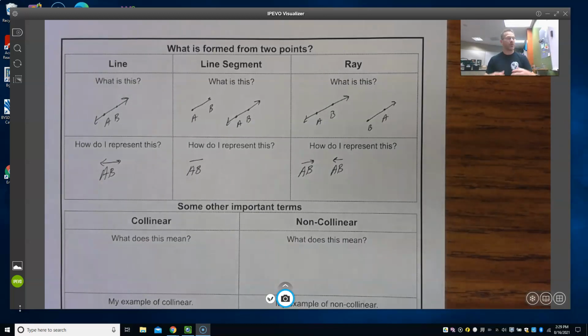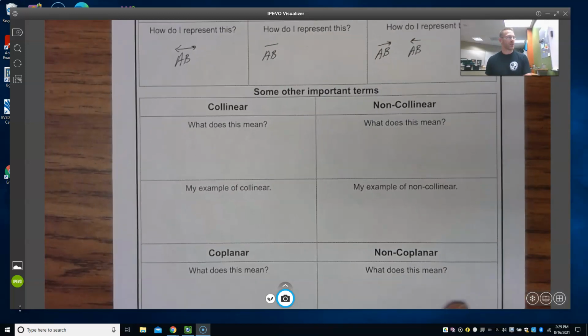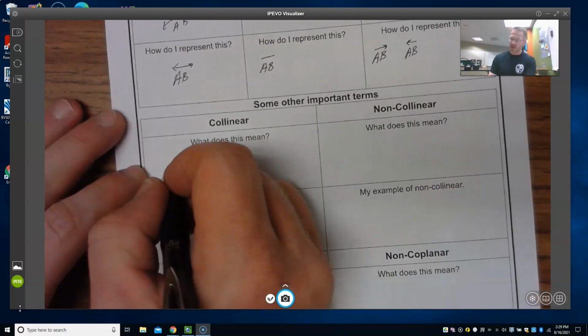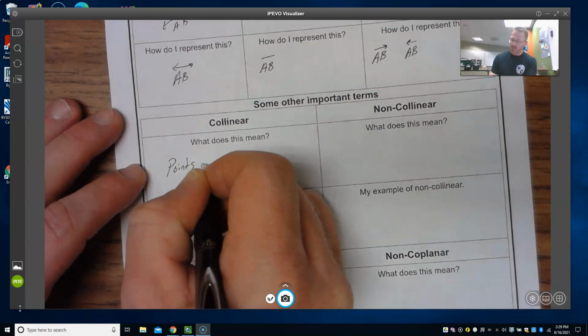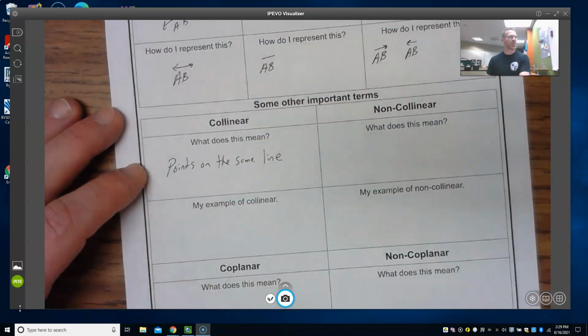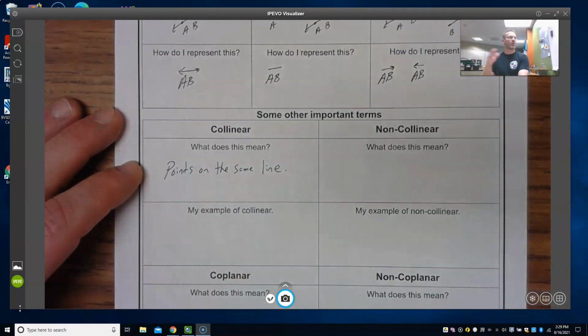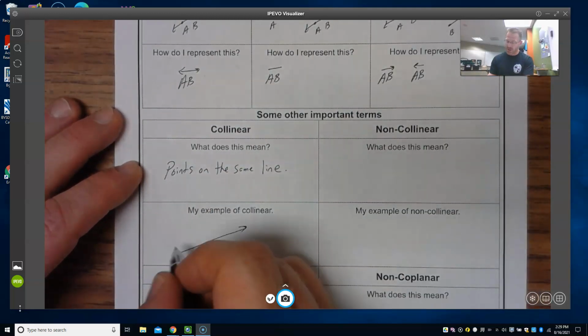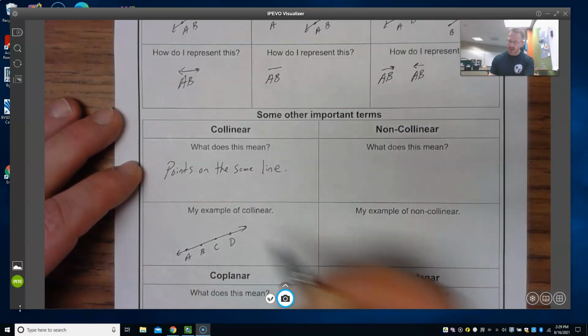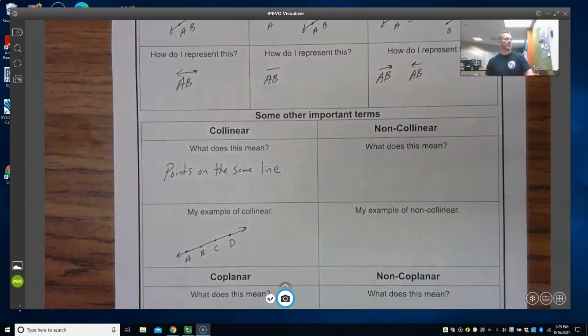All right, so now four more terms, and then that'll be it for our video for today. So collinear. Co means we share something. So collinear means we share the same line. So this means points on the same line. If it's collinear, that means they're all in the same line. My example of collinear is kind of like what I did before. So there's A, B, C, D. Those are all examples of collinear. They're all in the same line.